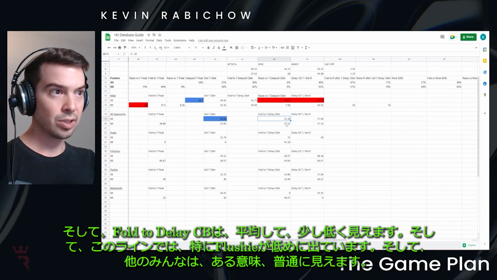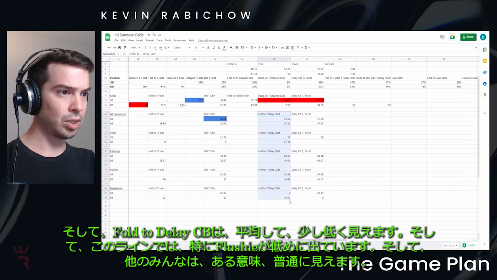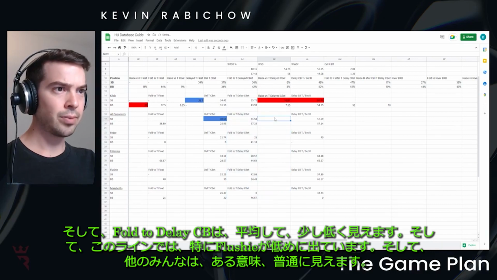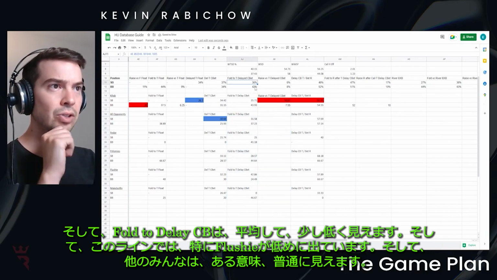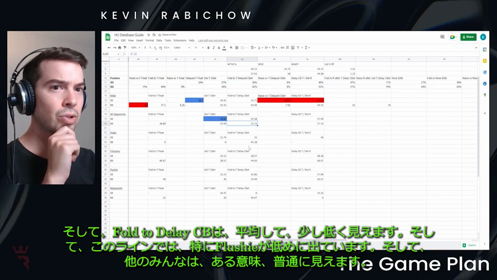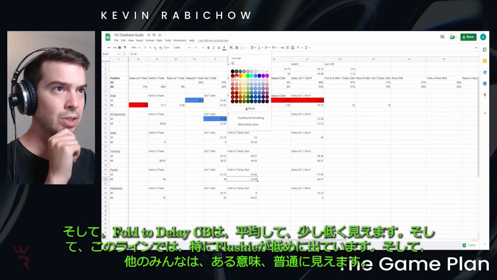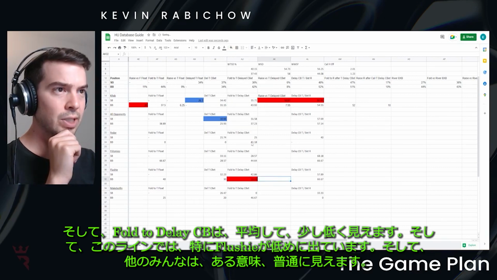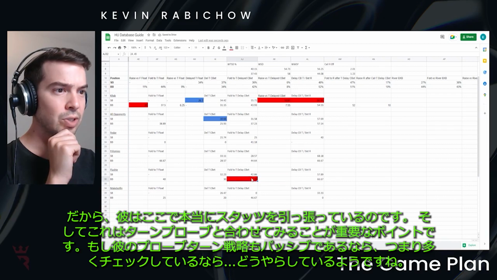And then their fold to delay c-bet on average is looking a little low. And is anyone in particular too low here? So Flushy showing very low in this line. And everyone else looking kind of normal. So he's really dragging the stat here. And that's an important one to mark.